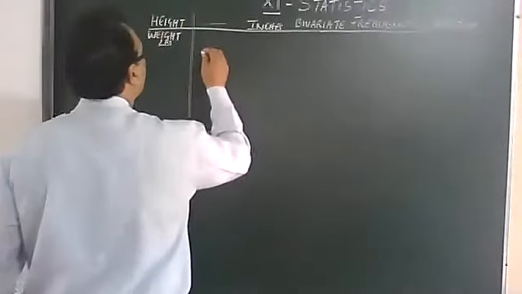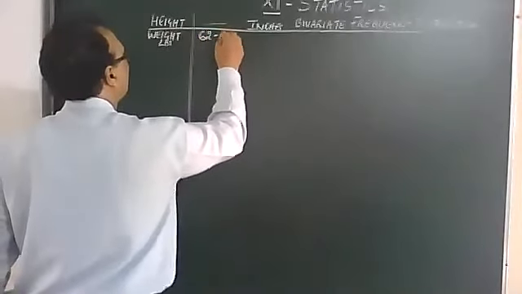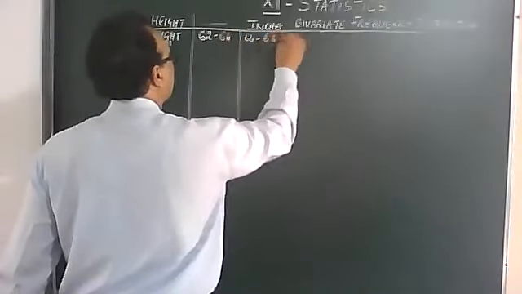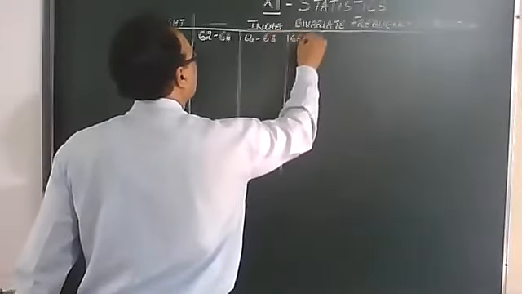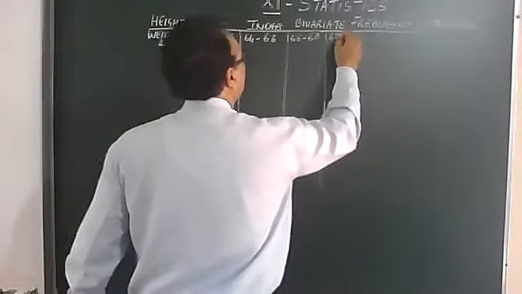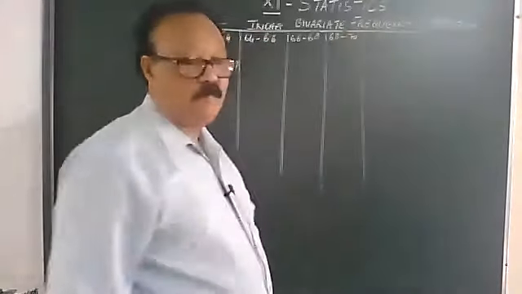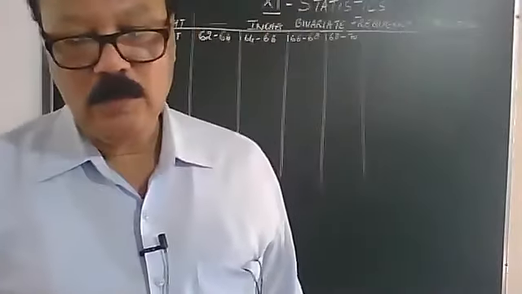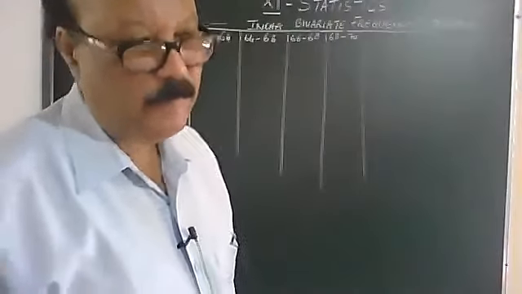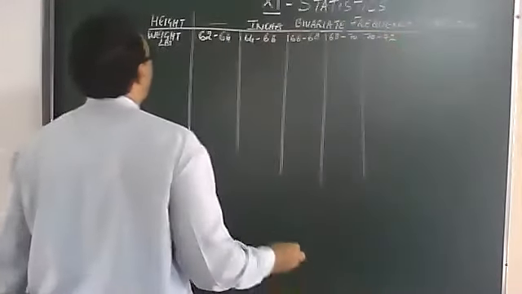62 to 64. 64 to 66. 66 to 68. 68 to 70. What is the maximum value there? We can go up to 72 because 70 is there. 71 also is there. So 72.